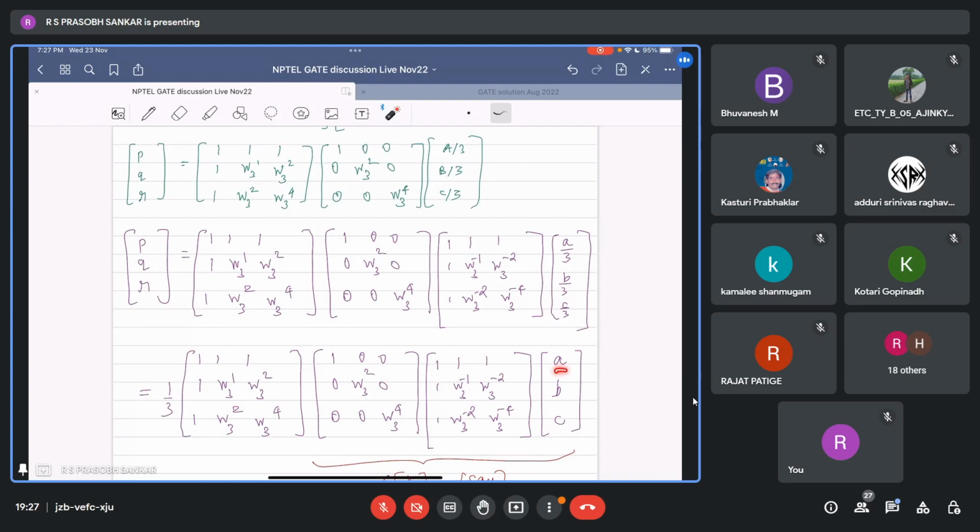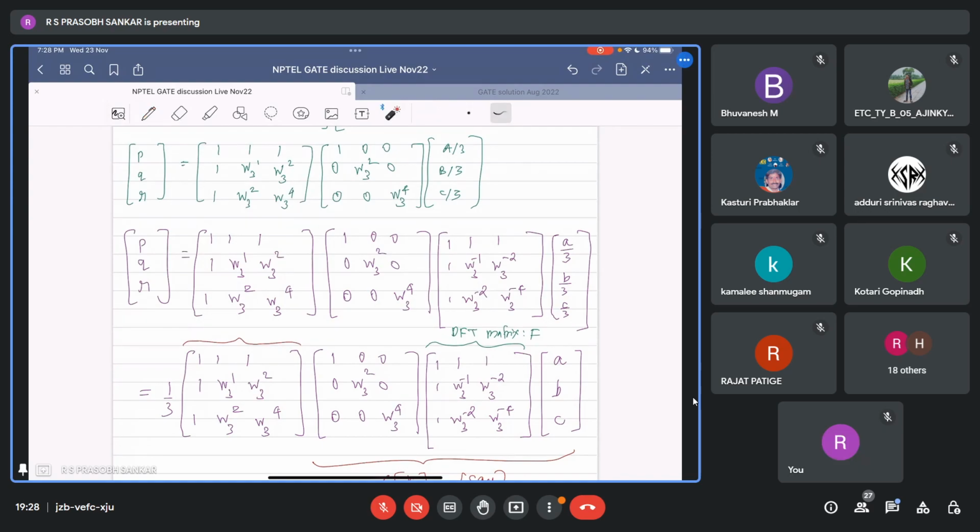Slightly interesting. So we have ABC and we have this matrix. So what is this matrix? This is the DFT matrix, no? This is the DFT matrix of dimension 3 cross 3. Is that fine for everyone? It is not given in the question, but it is a DFT matrix. Just now we have seen how we define the DFT matrix. So this guy is the DFT matrix. Is that fine for everyone?